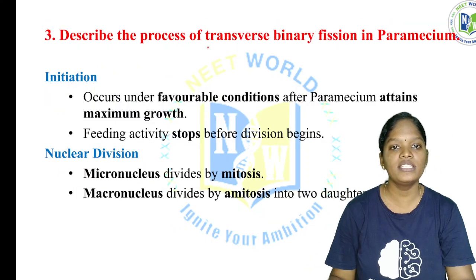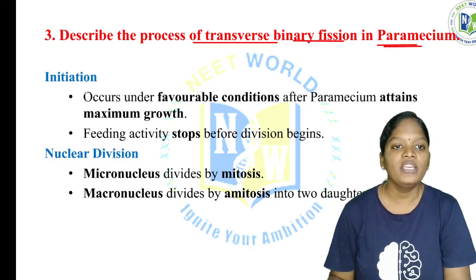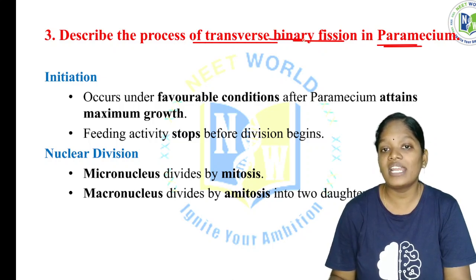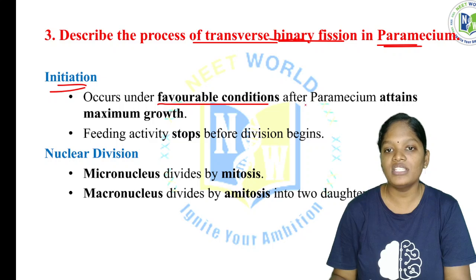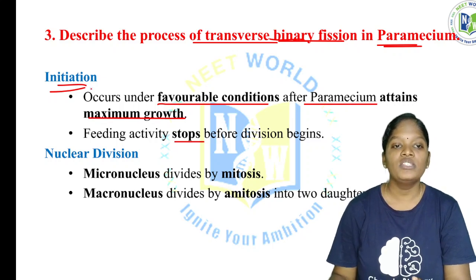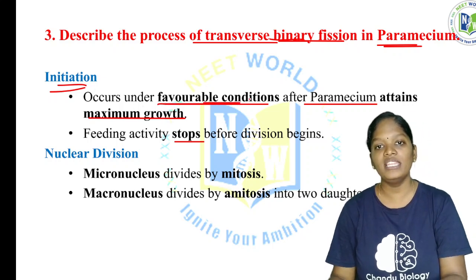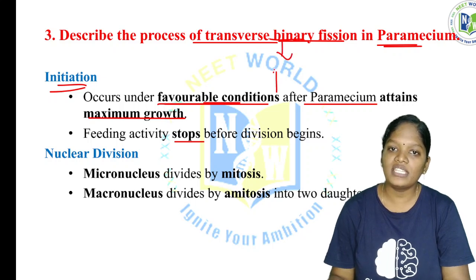And the third question is: describe the process of transverse binary fission in the case of paramecium. Here the question is demanding the process of transverse binary fission in paramecium. How does it initiate? It occurs under favorable conditions, after the paramecium attains maximum growth. Its feeding activity stops before division begins. So initiation occurs only in favorable conditions. Here transverse binary fission is nothing but a reproduction.